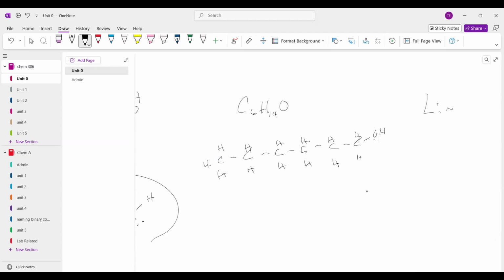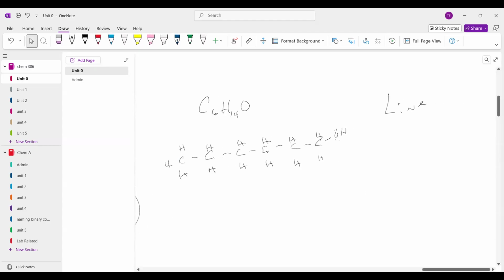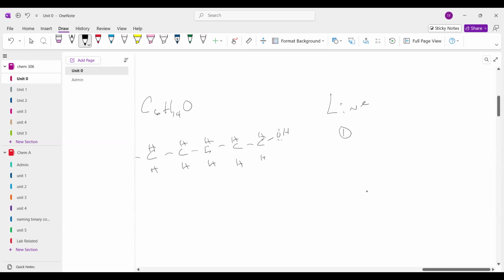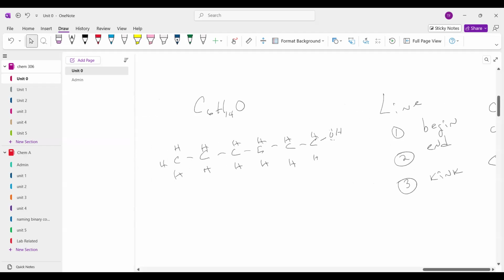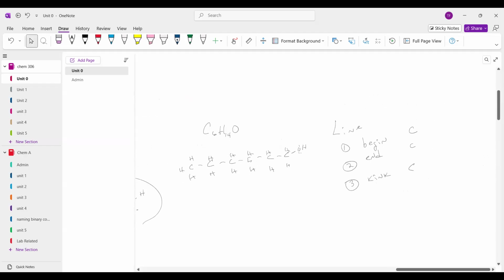Okay, so to do a line structure, at the beginning of the line is a carbon. At the end of the line is another carbon with an associated number of hydrogens. And every time there is a kink in the line, that's carbon as well. So let's apply that to this guy here.